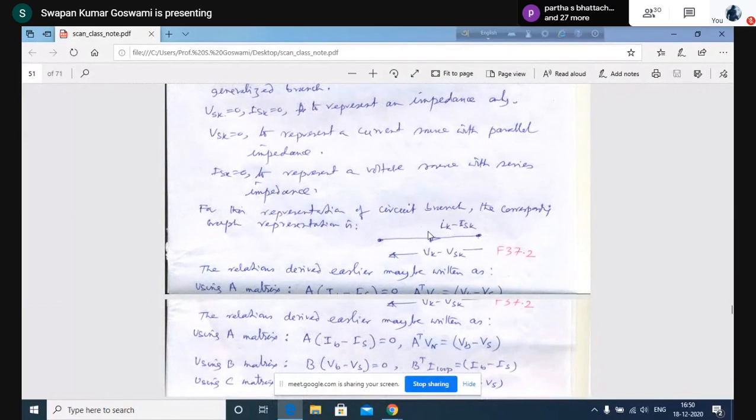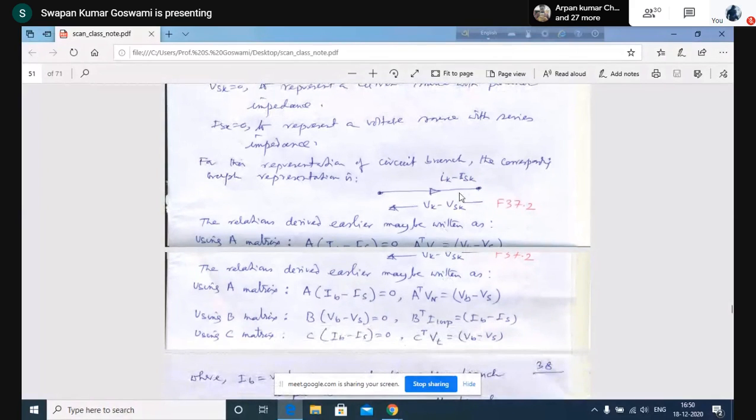In the network graph, this will be the representation. Ik minus Isk is the current entering into the node, that means this is the element current. Vk minus Vsk is the voltage across the node. All right. Is it clear? Now, considering that this represents the generalized network branch, this notation we shall be utilizing to develop network equations.